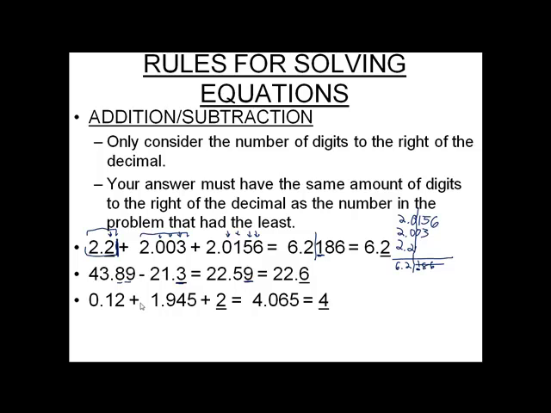All right, so we have 0.12 plus 1.945 plus 2. We see the 2 only has a number in the ones spot, so we're going to round off here, get rid of that, to just be 4.